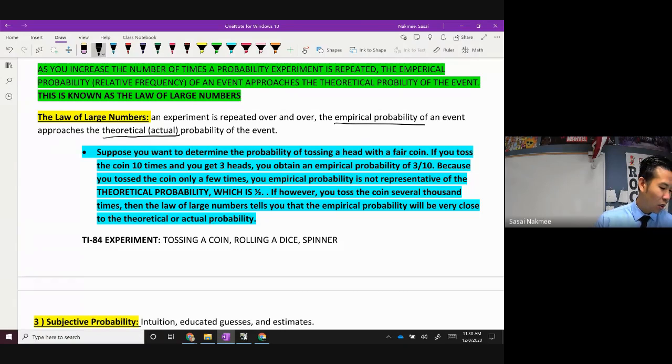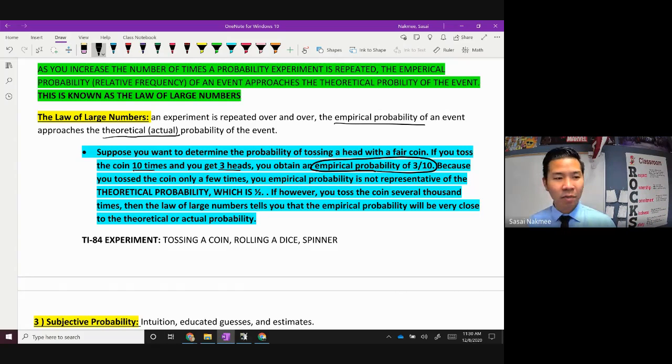If you look at empirical probability, it's the thing where you actually do the experiment and you record what happens. So suppose you want to determine the probability of tossing a head with a fair coin. If you toss a coin 10 times and you get 3 heads, empirical probability says you get a probability of 3 out of 10, because you flipped it 10 times and it came out 3 heads, 7 tails, and you stopped there.